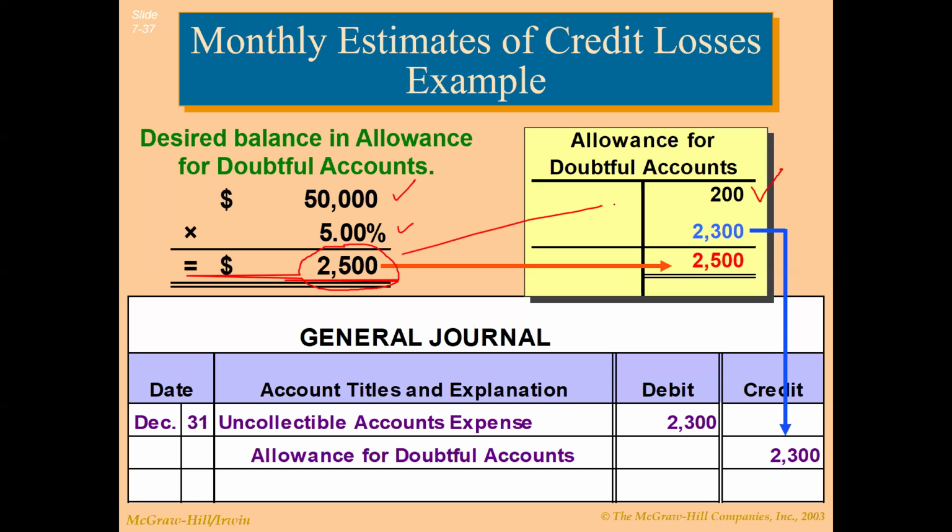And we have already 200 balance. So the difference would be 2,300. So we will make the adjusting entry of 2,300, not 2,500. Why? Because 200 was already available in the allowance for doubtful accounts. So the adjusting entry is again the same that we have already discussed at the start of the accounts receivable entries. Like you can see, uncollectible accounts expense and allowance for doubtful accounts.